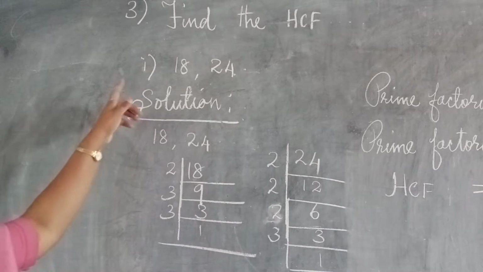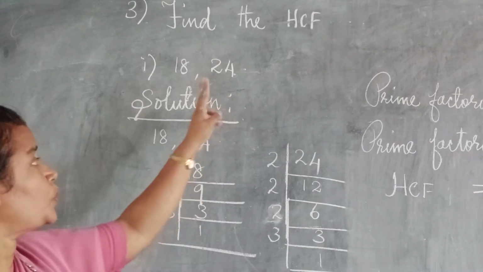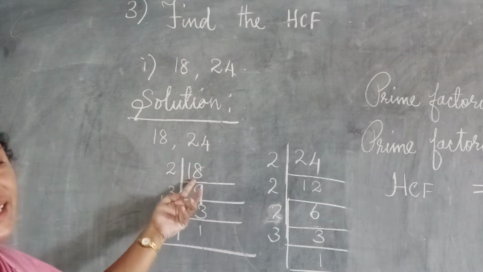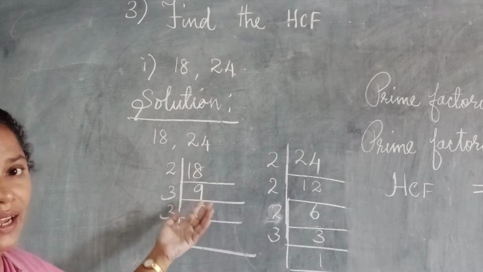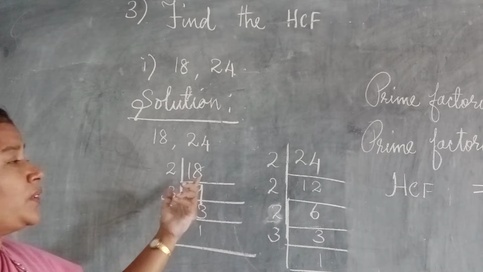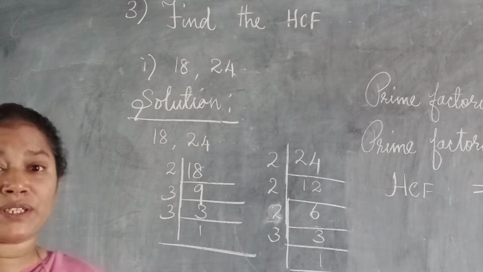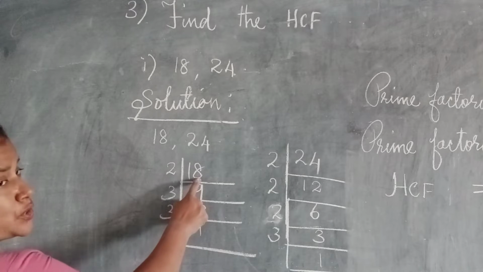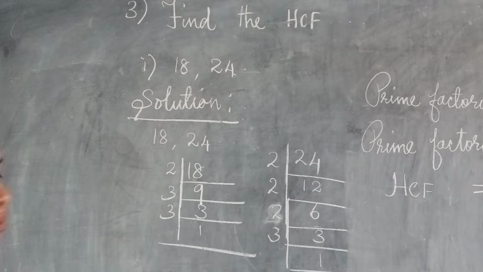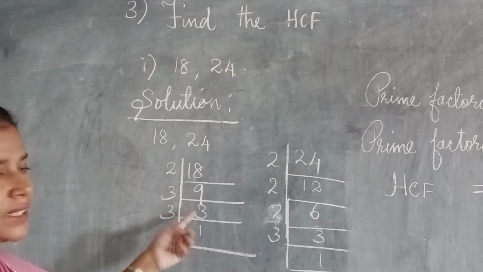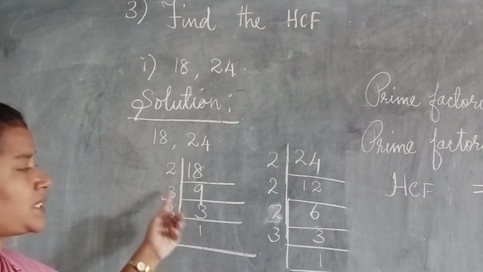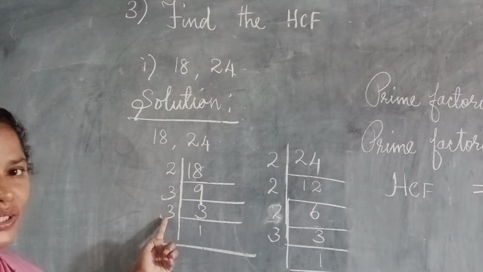Now the first one, they have given 18 and 24, two numbers. I have written the question, 18. We know the division method. 18 is divisible by 2. How do we find out whether it is divisible by 2? Always pay attention to the ones place. It is an even number, so it will surely be divisible by 2. 9 2s are 18. Here 9 is there, so it is divisible by 3. 3 3s are 9. Again 3 1s are 3.